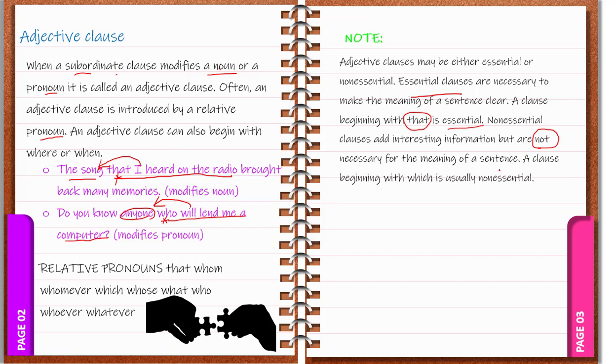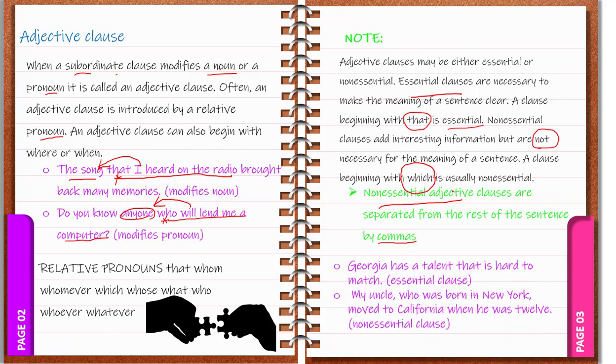Normally, as an example, an adjective clause that starts with the word which is non-essential. You will see that the non-essential adjective clauses are separated from the rest of the sentence by a comma. For example, Georgia has a talent that is hard to match. That is hard to match is our adjective clause, and it starts with the word that. That is an indicator of an essential adjective clause. So in this case, this adjective clause is essential.